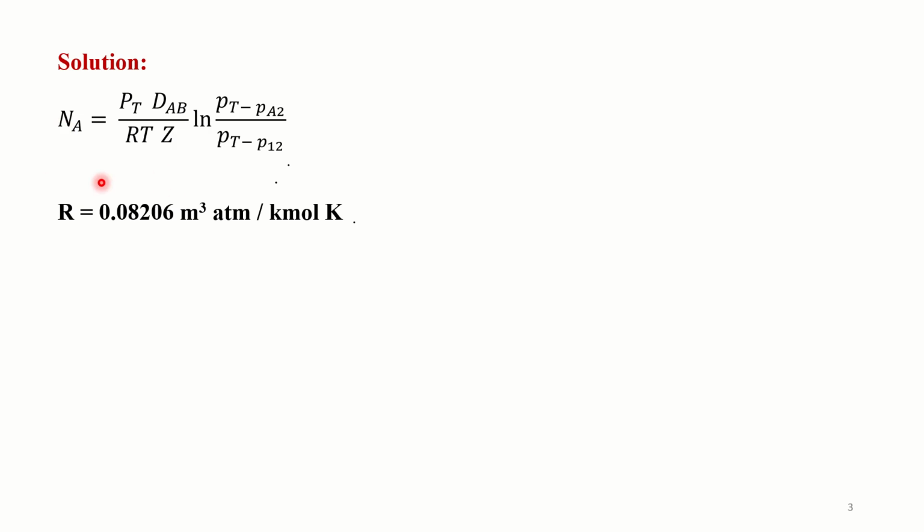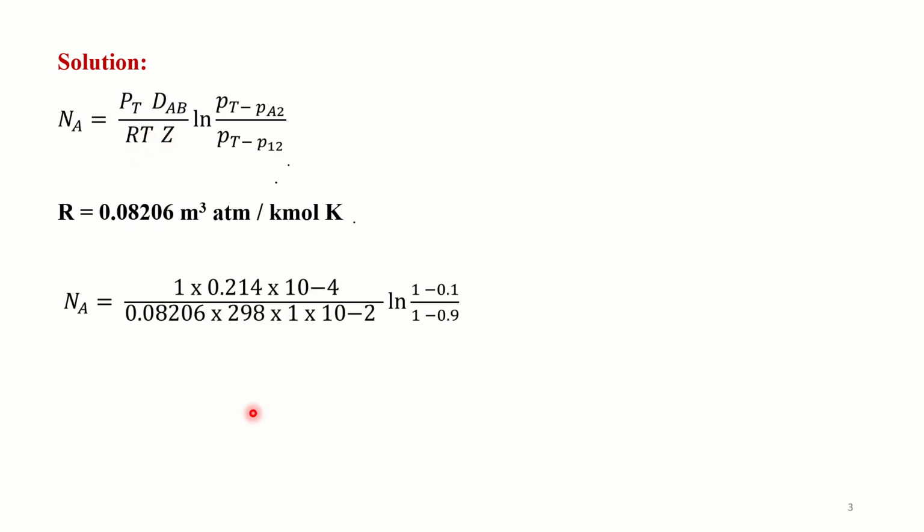So R, as I mentioned, 0.08206 meter cube atmosphere per kilomole Kelvin. So based on this R value, the pressure which you are going to substitute must be in atmosphere, temperature in Kelvin. So by substituting all these values, you will be getting the value of molar flux. So I hope you have understood. Next, we'll move on to next problem.